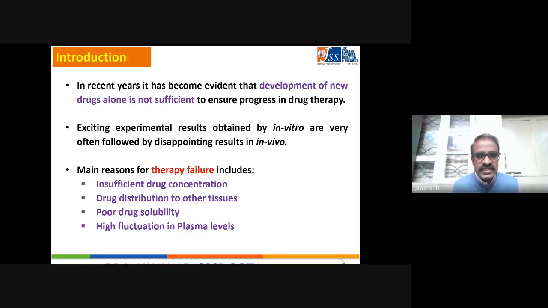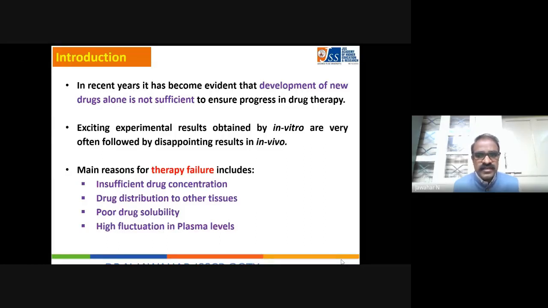The main reason is insufficient drug concentration at the site of action. The second one is drug distribution to other tissues. For example, take anti-cancer drugs. They are supposed to go to the cancer cells, but in a conventional drug delivery system, they don't only go to the cancer cells. They also accumulate in normal cells and produce some sort of adverse or toxic effect there. And the cancer cells receive a lesser concentration. So that leads to therapy failure.